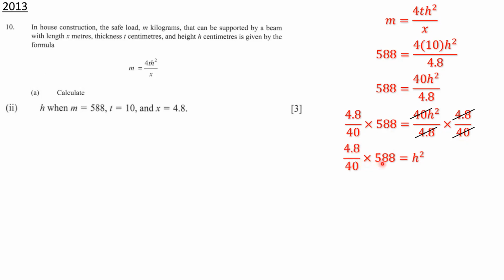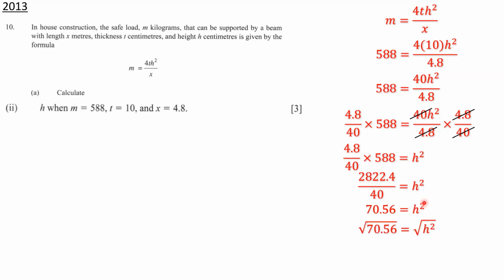And so we can multiply. What is 4.8 times 588? Well, 4.8 times 588 is going to be equal to 2,822.4 all over 40. And so that's what we have. But we want to figure out the value of H, so let's divide. 2,822.4 divided by 40 is going to be equal to 70.56. And so we have to take the square root of both sides because we don't want H squared, we want H.